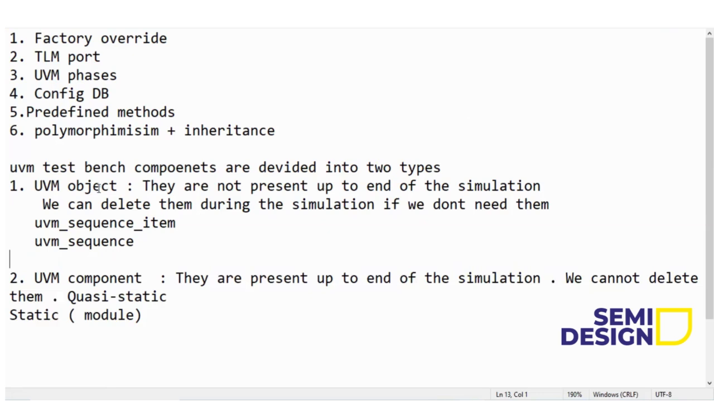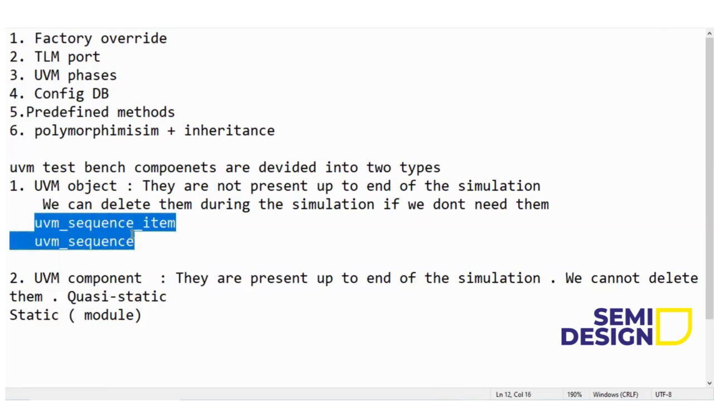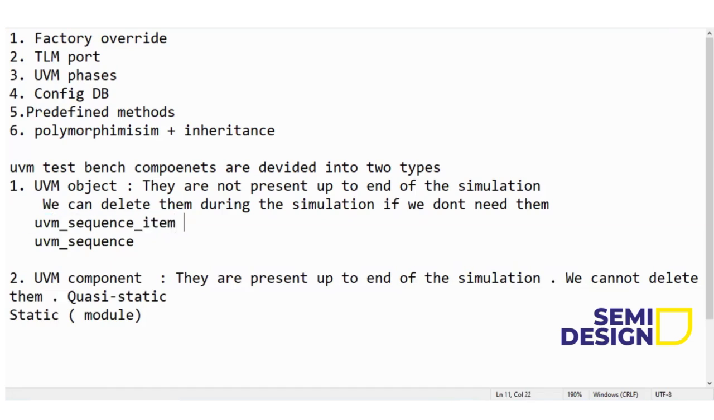In SystemVerilog it was the transactor class. In UVM it is the UVM sequence item. It is like the SV transactor class. And this sequence is like the SV generator class. These two things are known as the UVM objects, so we can delete them if you don't need them. Now see this UVM sequence, it will be write sequence, read sequence, write-read sequence, like that. So whenever the write sequence part is over, we can delete the write sequence and proceed to verify the read sequence.